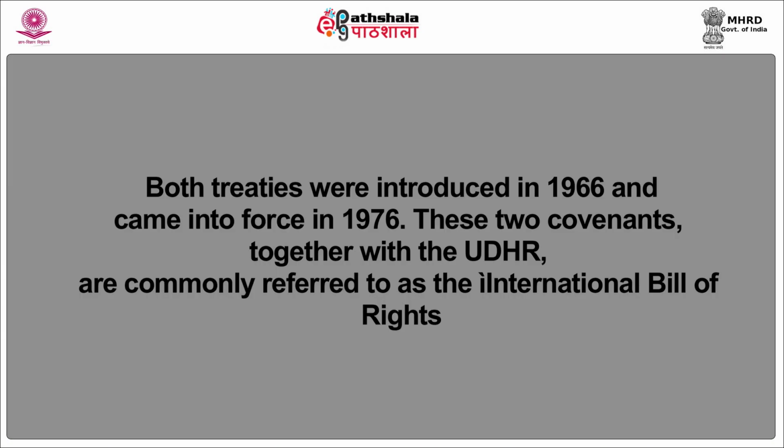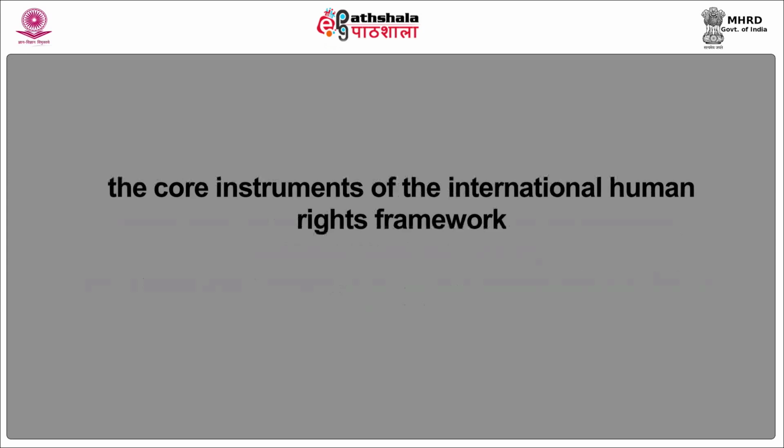The two principal treaties to emerge from the UDHR were the International Covenant on Civil and Political Rights, that is, the ICCPR, and the International Covenant on Economic, Social and Cultural Rights, that is, the ICESCR. Both these treaties were introduced in 1966 and came into force in 1976. These two covenants, together with the UDHR, are commonly referred to as the International Bill of Rights, that is, the core instruments of the international human rights framework.